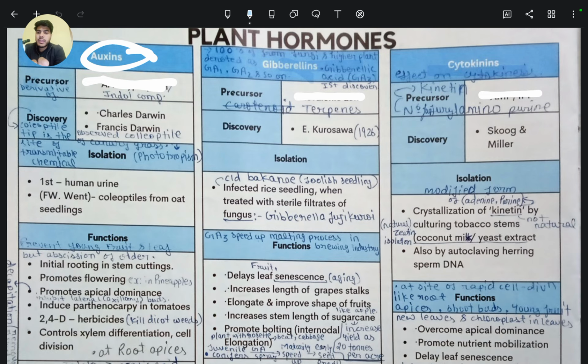So, auxin is a precursor or derivative of indole compound. Its discovery was by Charles Darwin and Francis Darwin. It is first seen on a coleoptile tip. These scientists saw that at the coleoptile tip there is some transmissible chemical. They observed the coleoptile of canary grass, which shows phototropism, or the bending towards the light, and its first isolation is from human urine, and from the coleoptile of oat seedling.